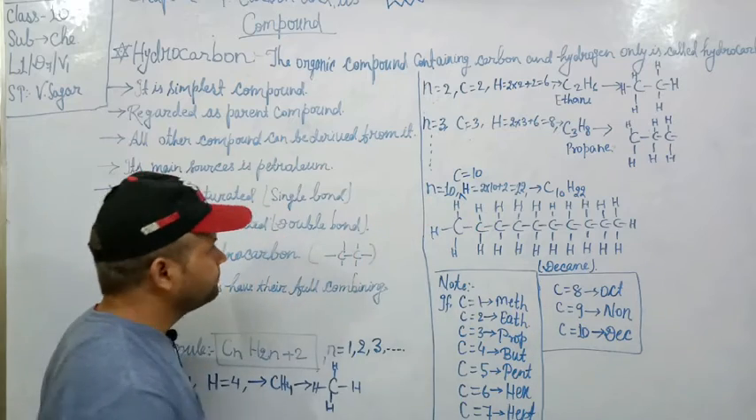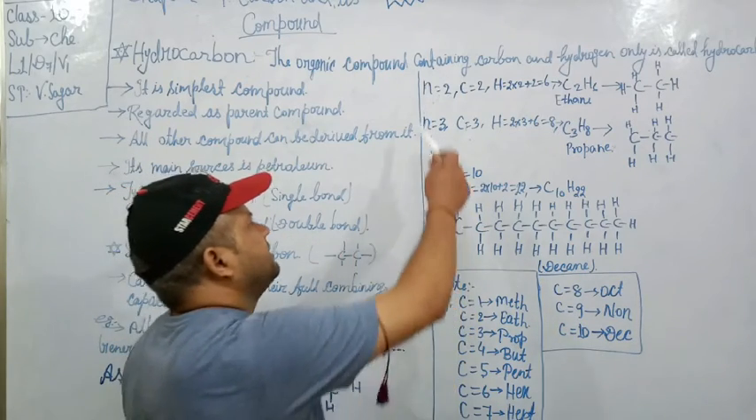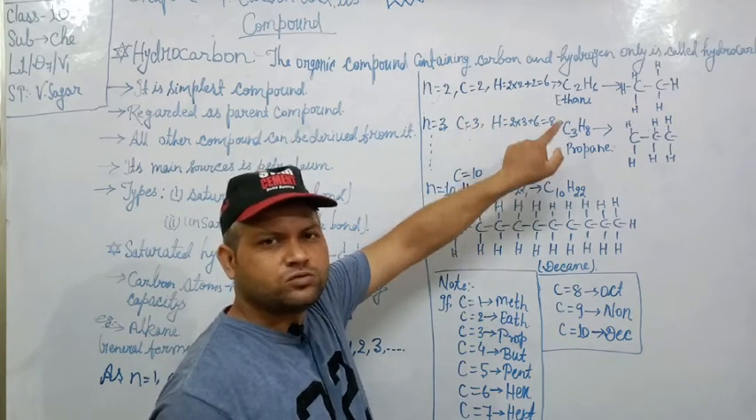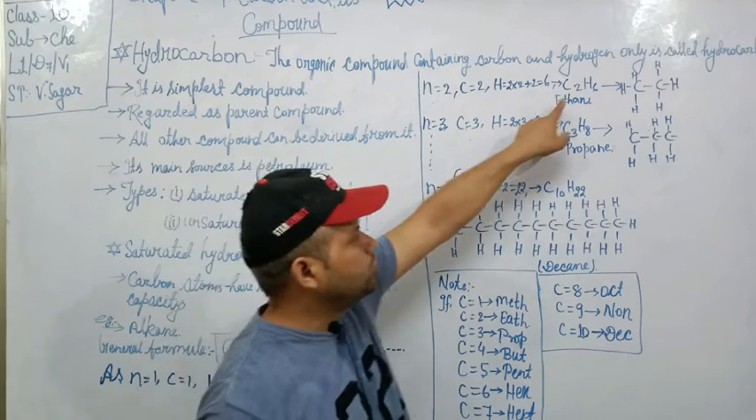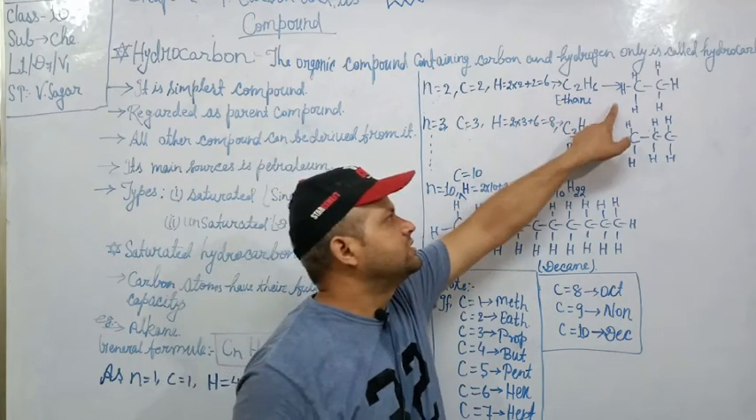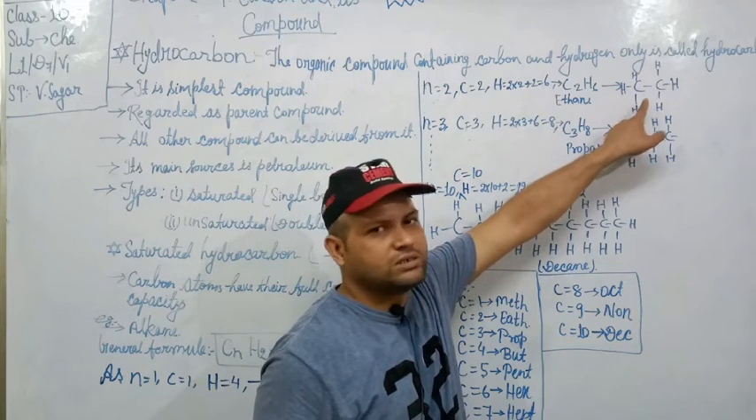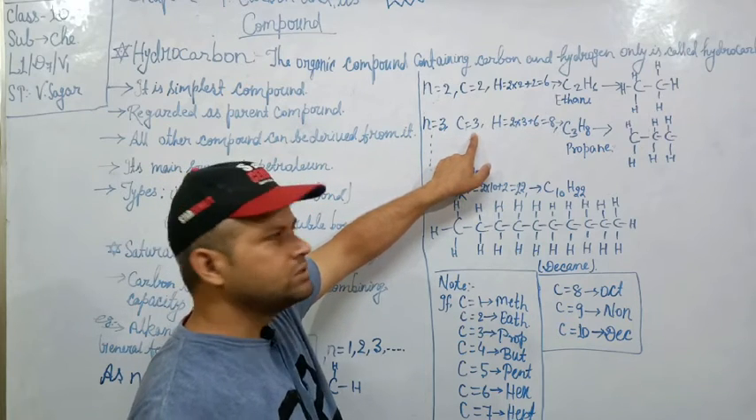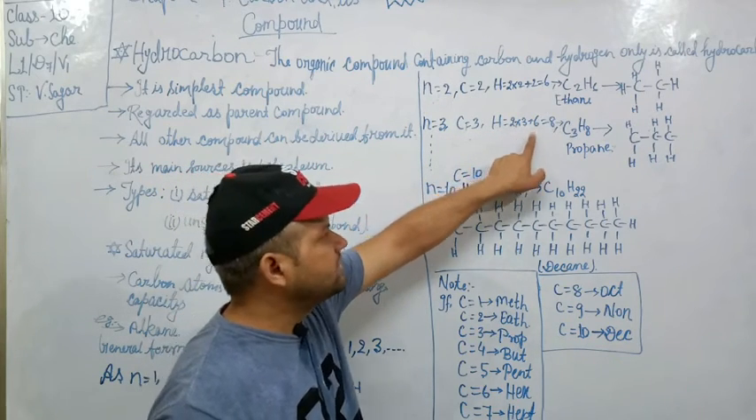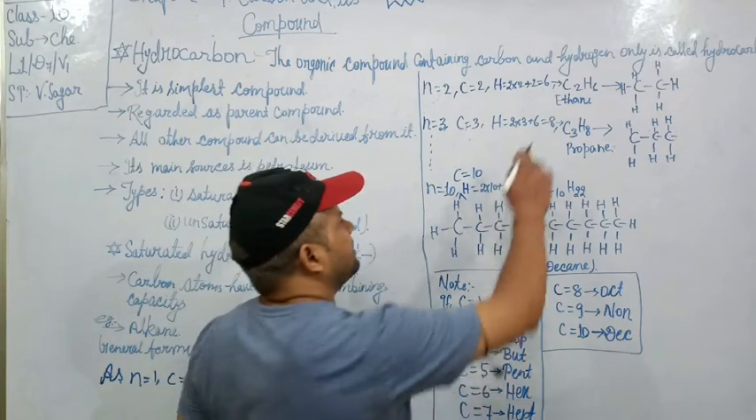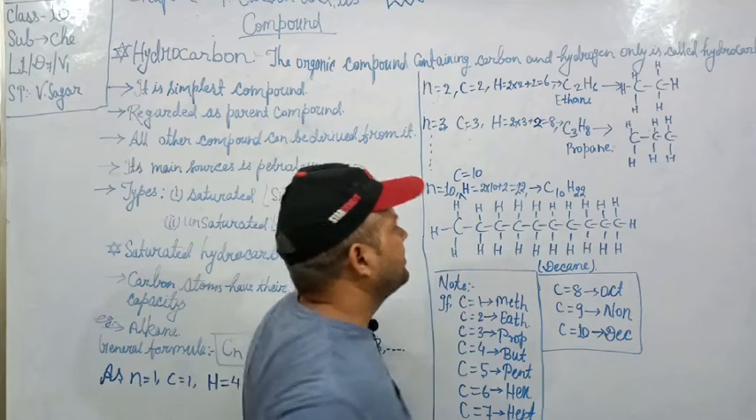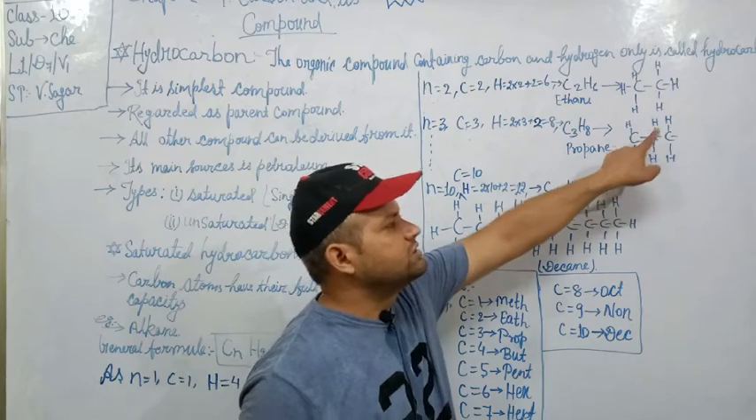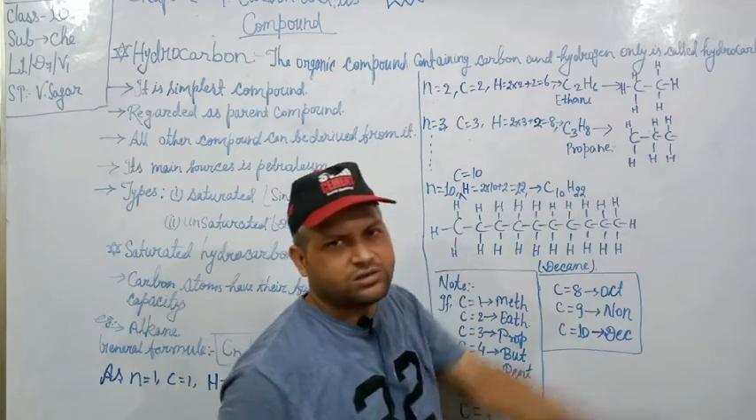Or in this fashion. Now if n is equal to 2, then C is equal to 2, then H is equal to 2 into 2 plus 2, which is equal to 6. So the molecular formula is C2H6 and its structural formula is written in this manner. In the same way, if n is equal to 3, C is equal to 3, H is equal to 2 into 3 plus 2, which is equal to 8. So the molecular formula is C3H8 and its structural formula is like that.